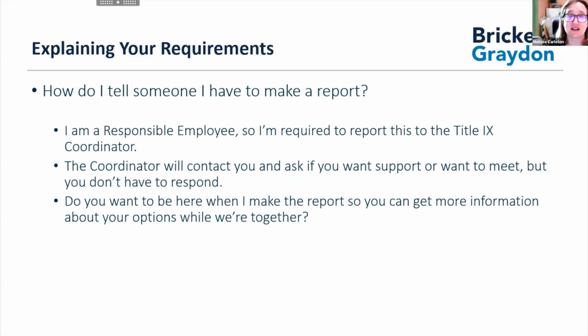So how do we tell them that we're going to make a report? You say, "I'm a responsible employee, so I'm required to report this to the Title IX coordinator. The coordinator will contact you and ask if you want support or want to meet, but you don't have to respond." If you're really nice, you can add the third bullet point in.